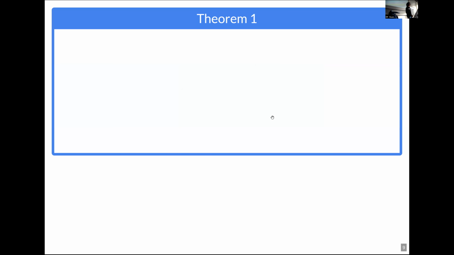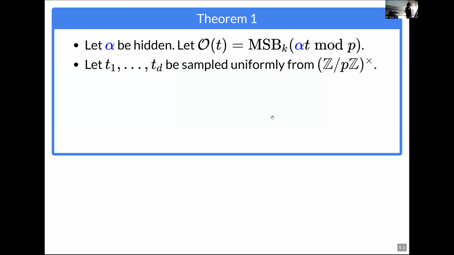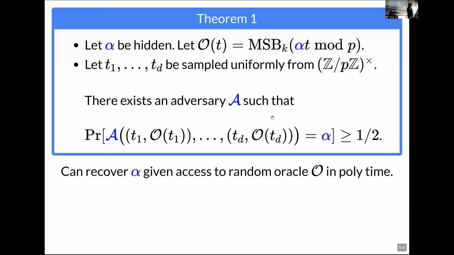Okay, so formally, what is this saying? Suppose we have this hidden number alpha, and suppose we have this oracle which gives you some information about alpha T. Here I'm writing mod P explicitly. And suppose that we've sampled some T_i's, T1 through TD, uniformly from our group. The claim is that there exists an adversary such that, if we feed the adversary the input-output pairs, giving each T_i to this oracle, the adversary can compute alpha with high probability. So we can very likely recover alpha. And in particular, we want to do this in polynomial time.